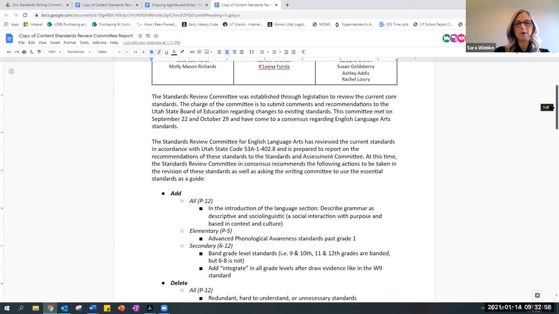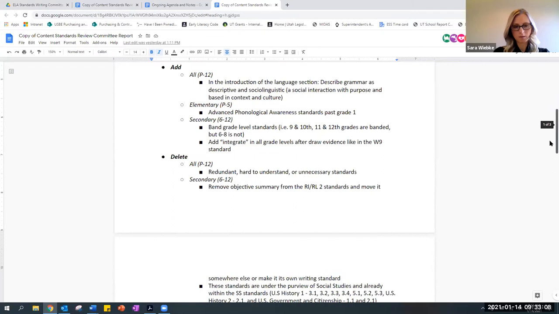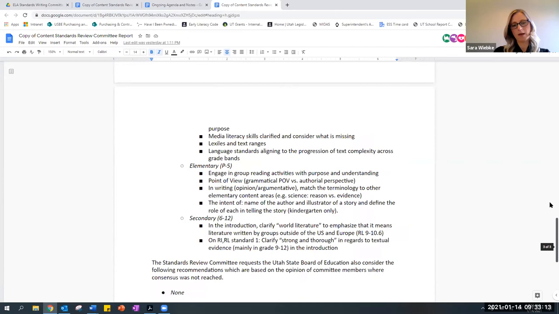The way we have this organized in the report is: what are things that need to be added? What are things that need to be deleted? What are things that need to be emphasized, and things that need to have some clarity around them?